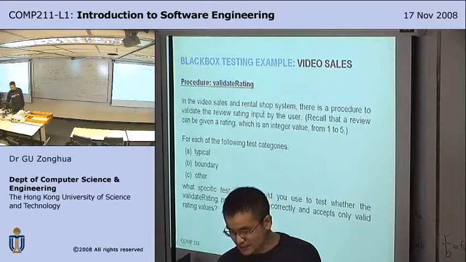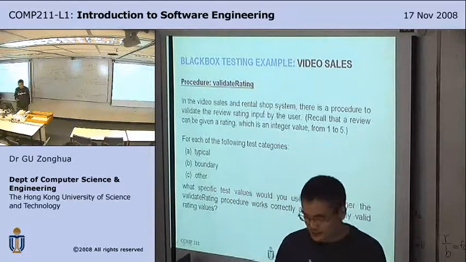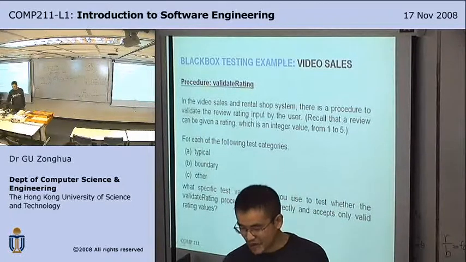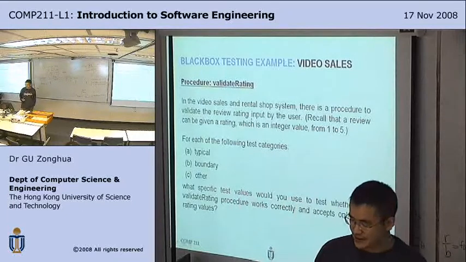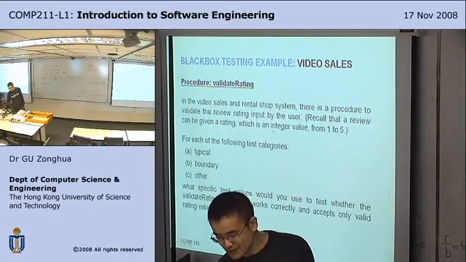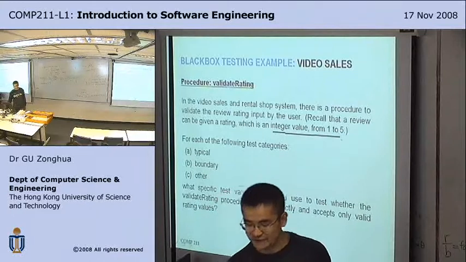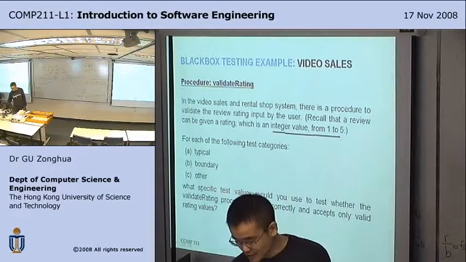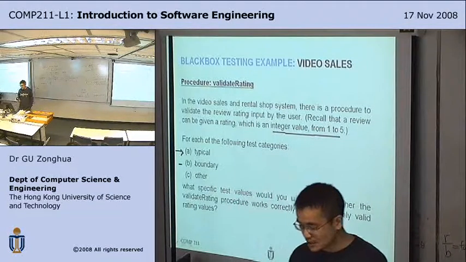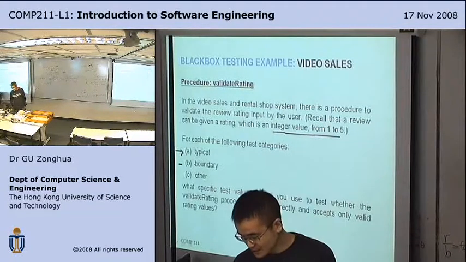Validate rating is the procedure in the video sales example. It validates the review rating input by the user. Check to see that it's an integer value from 1 to 5. So you try typical, boundary, and other test categories.